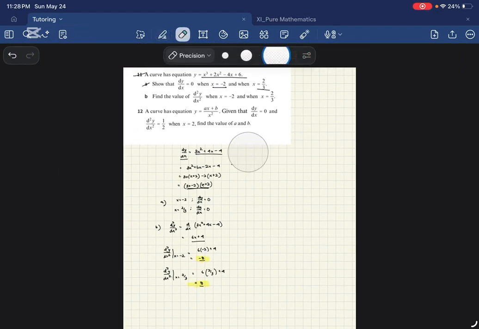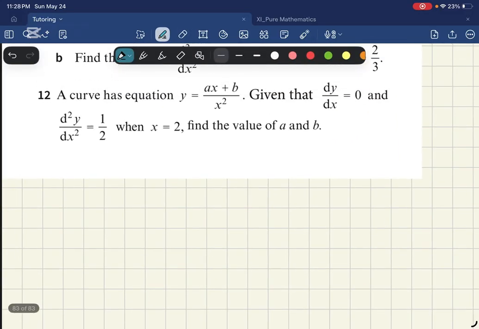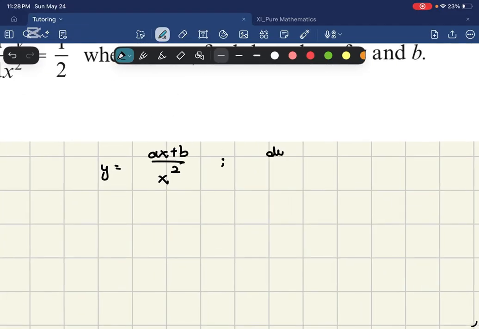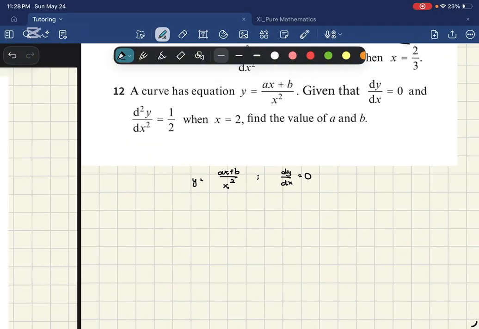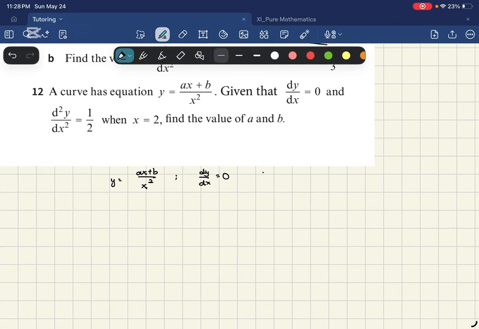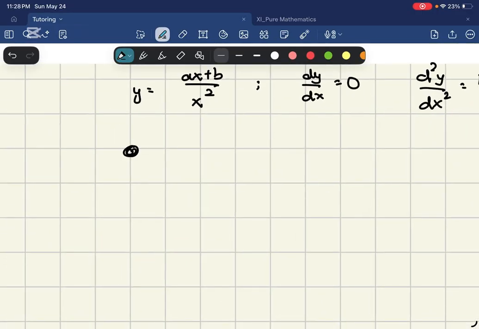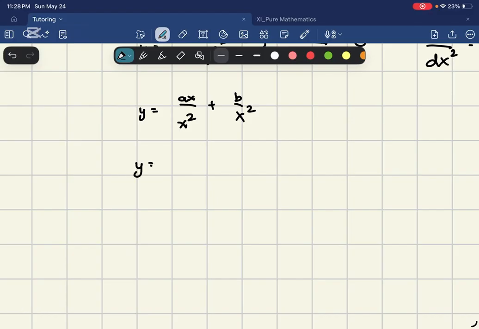And finally, question 12. So a curve has this equation. And given that dy by dx is equal to 0, and d squared y by dx squared is equal to half at x is equal to 2, we need to find a and b. Alright, so we can write y as ax over x squared plus b over x squared. And that gives me y is equal to a over x plus b over x squared.